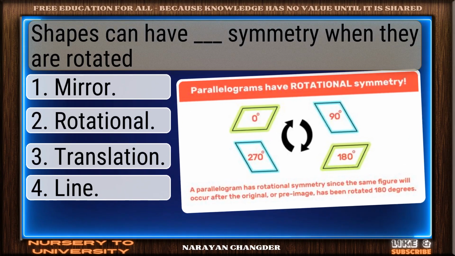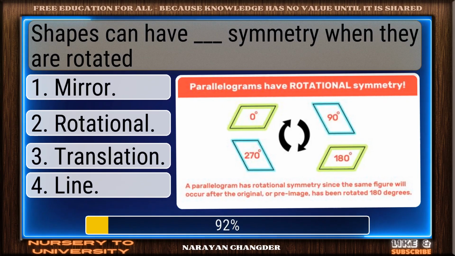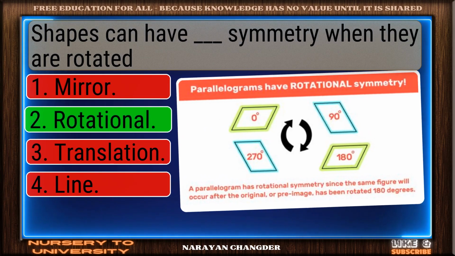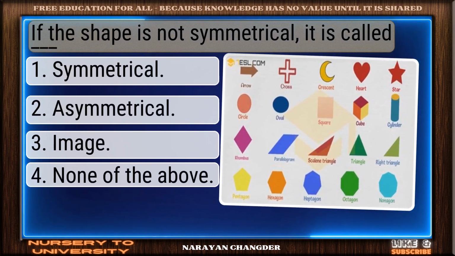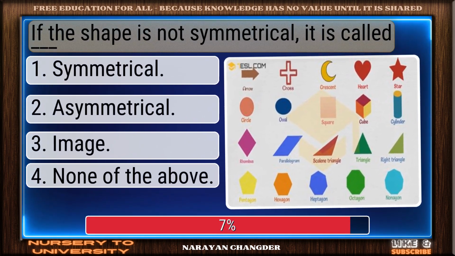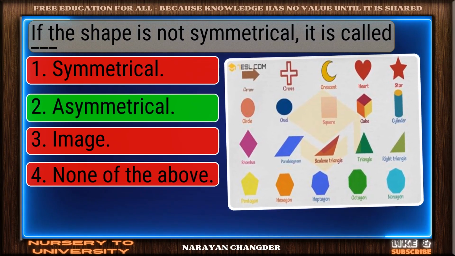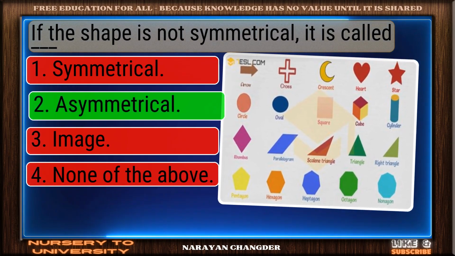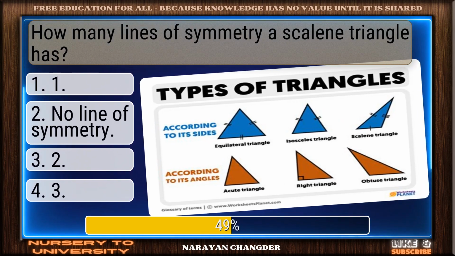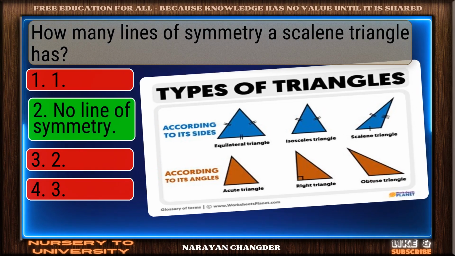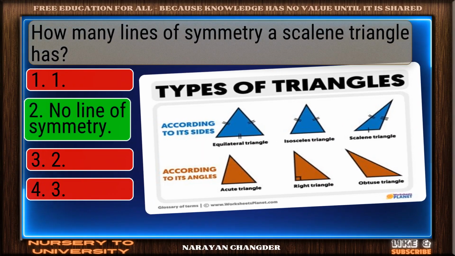Shapes can have dash symmetry when they are rotated. Sharp thinking. Rotational is the right choice. If the shape is not symmetrical, it is called dash. Nice selection. Asymmetrical is the correct and valid answer. How many lines of symmetry a scalene triangle has? Great job. No line of symmetry is the accurate answer.